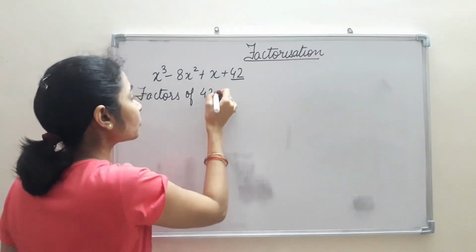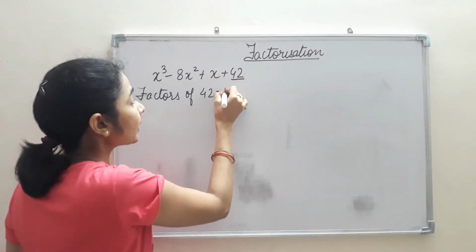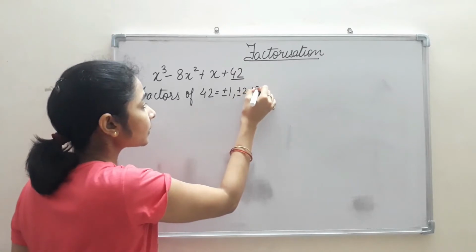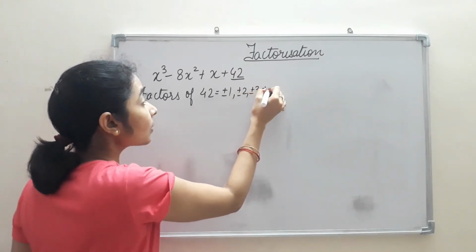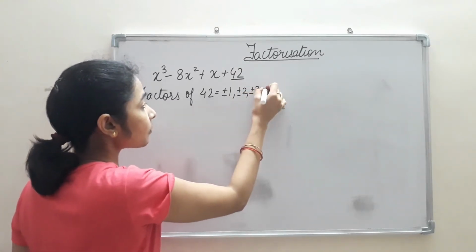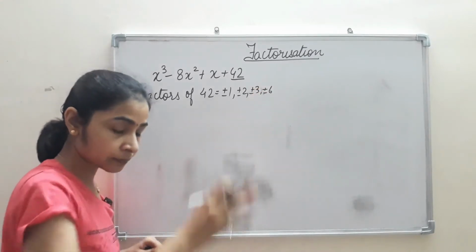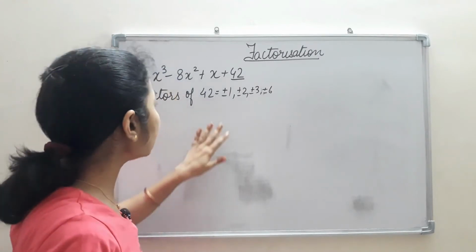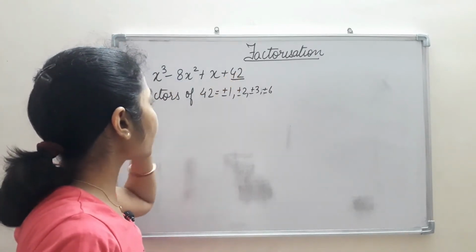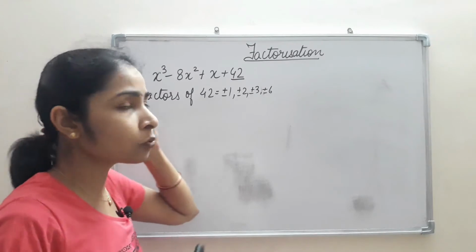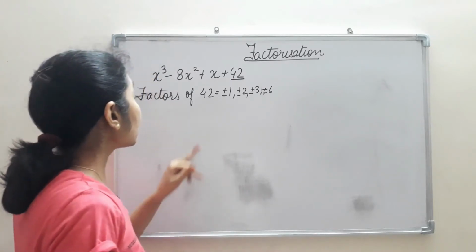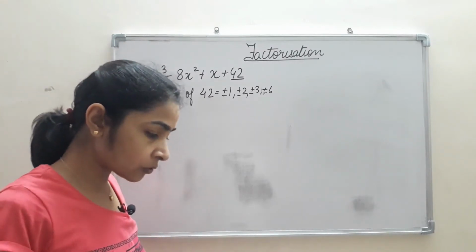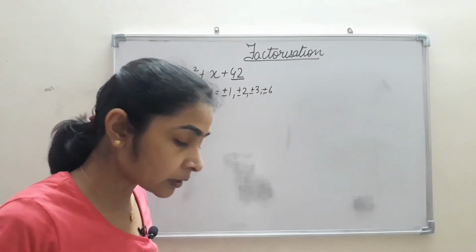Now the factors of 42 are many. We'll just start with a few, like positive and negative 1, positive and negative 2, positive and negative 3, positive and negative 4. 4 is not a factor, then positive and negative 6, like this it goes on. Now taking any one of them. 1 is a very small number for 42. We can take somewhere near 2, 3, 6. Now 2 is also a factor of 8 here, so we can start with 2 or with 3.